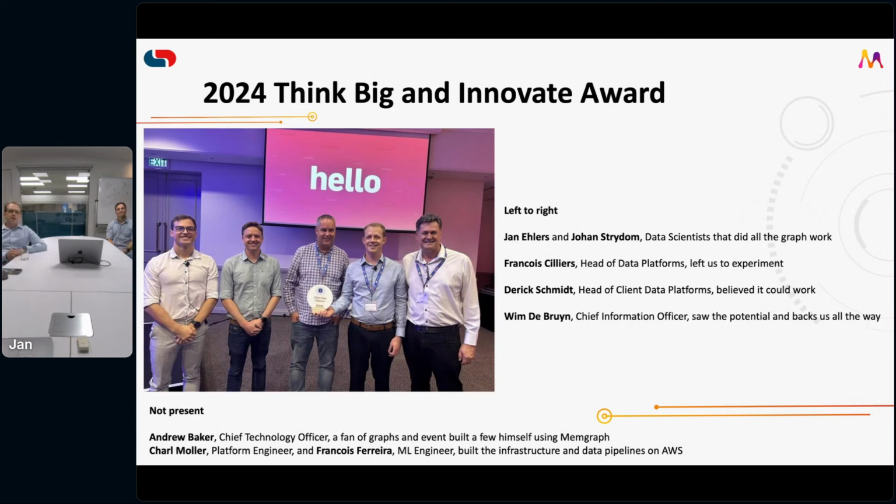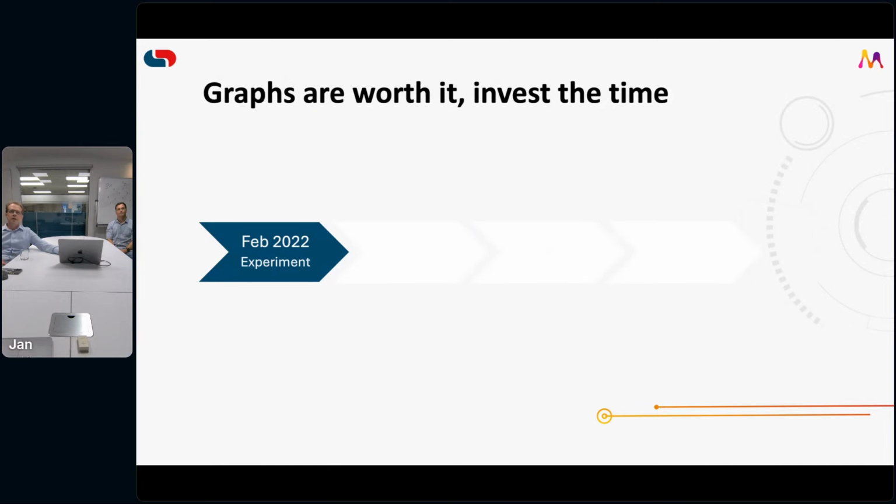And then the guys that really actually helped a lot, right? So that this could run, Charles Muller, our platform engineer, and Francois Ferreira, our machine learning engineer. They built the infrastructure that Jan actually put together and actually got working as a prototype, and they actually got it working with AWS.